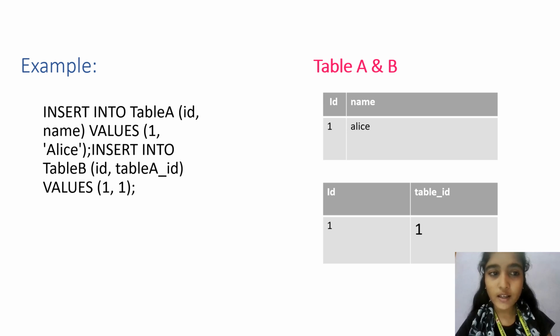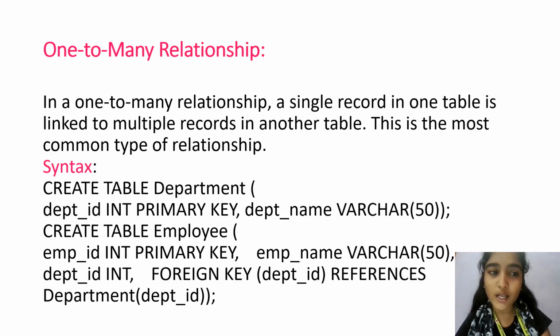Moving to the next slide. Here I have provided one example for more understanding. Insert values into table A, and I have assigned values to table B also. Then table A contains ID and name, whereas table B contains ID and table A ID. Moving to the next slide, the one to many relationship.